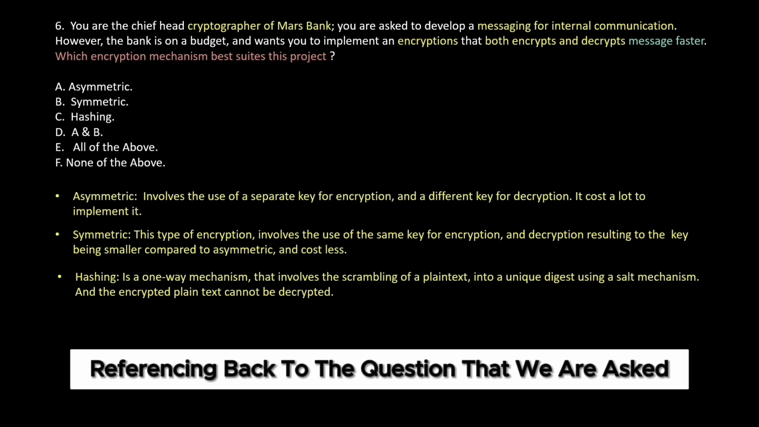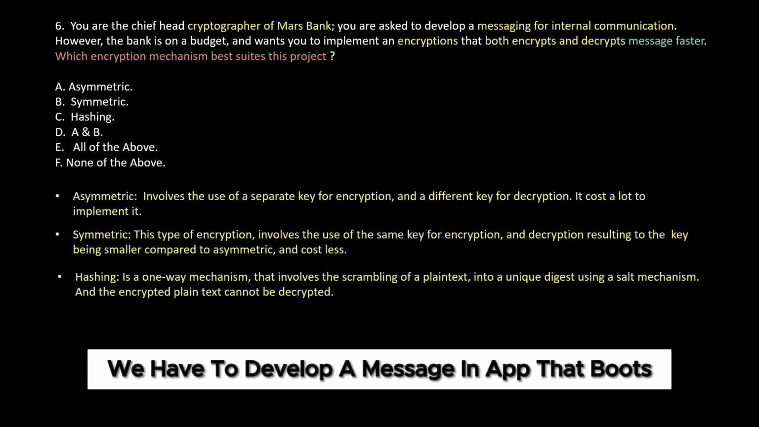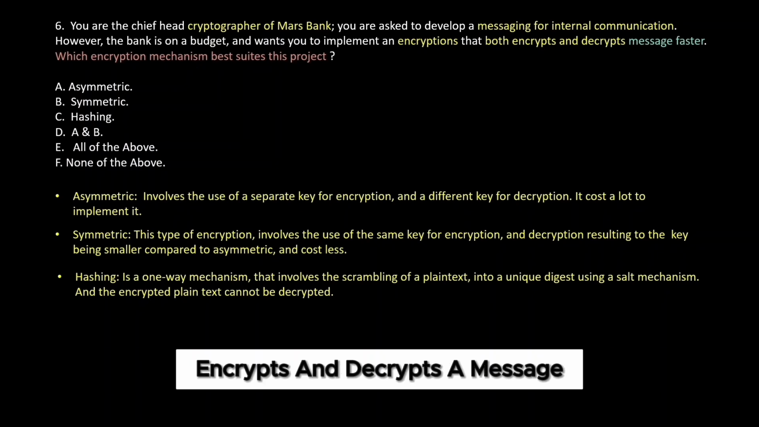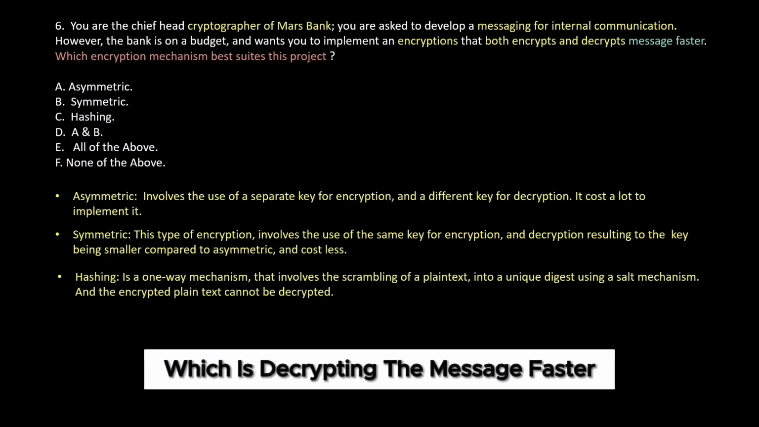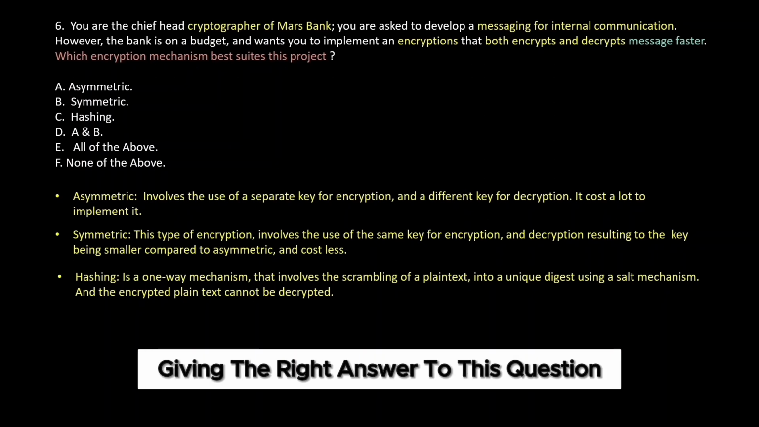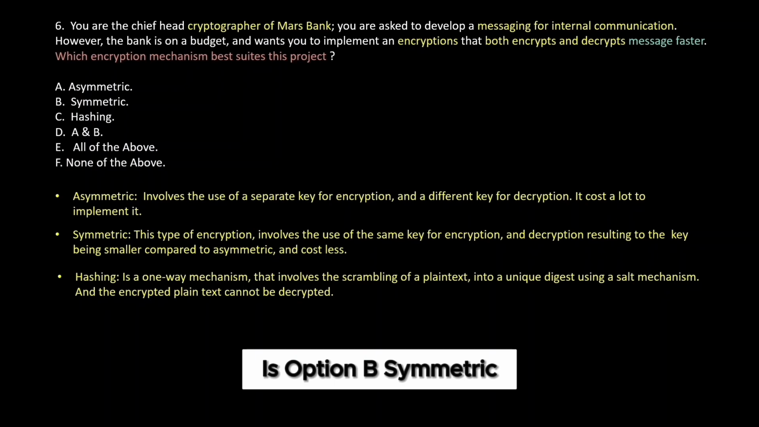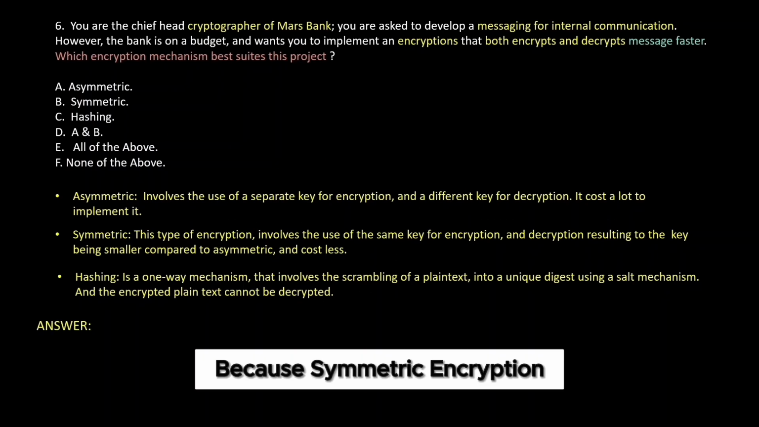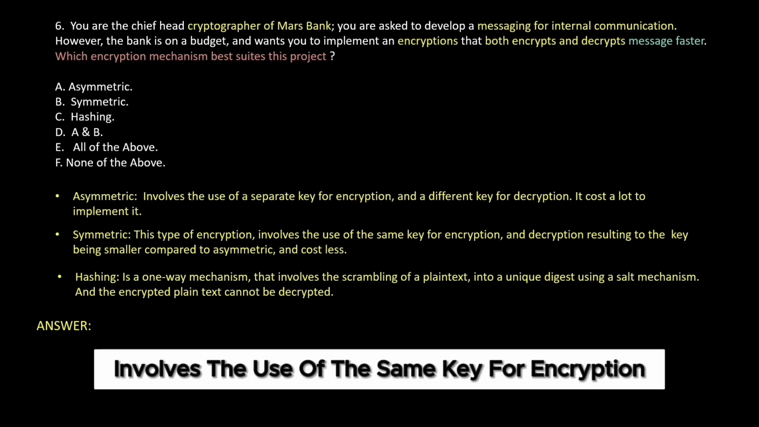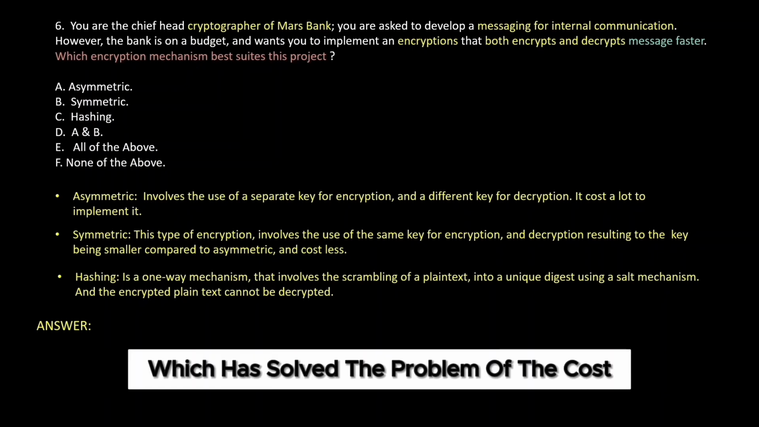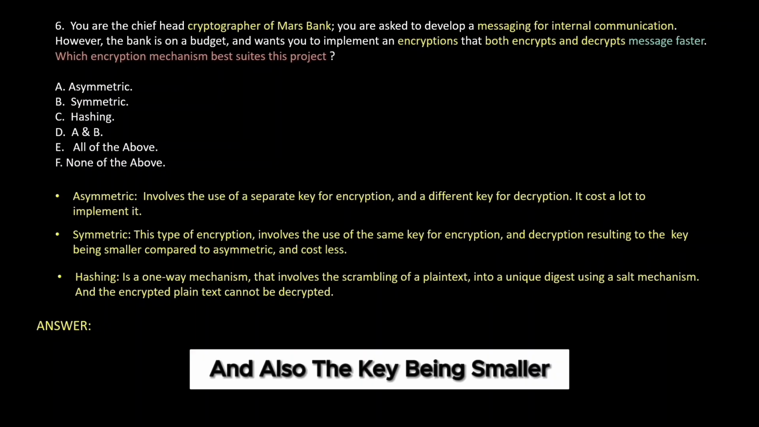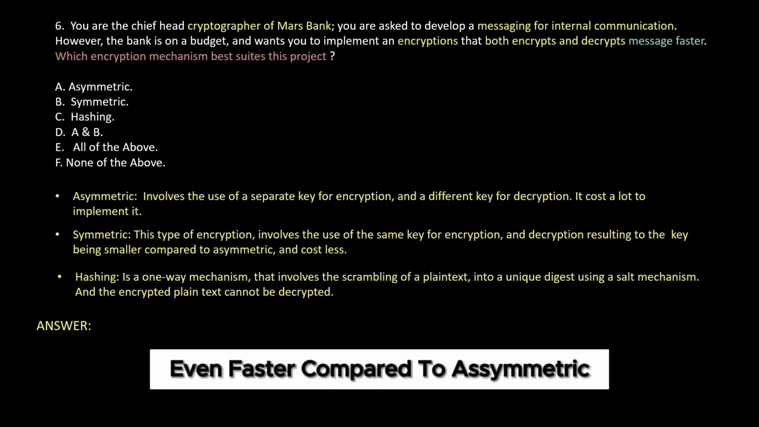Referencing back to the question that we were asked, we have to develop a messaging app that both encrypts and decrypts a message. Also, we should consider the additional request made by the bank, which is decrypting the message faster. So, having defined the various options given, the right answer to this question is option B, symmetric. Because symmetric encryption involves the use of the same key for encryption and decryption, which has solved the problem of the cost. And also, the key being smaller makes encryption and decryption even faster compared to asymmetric.